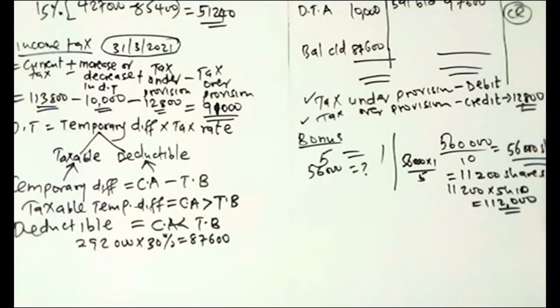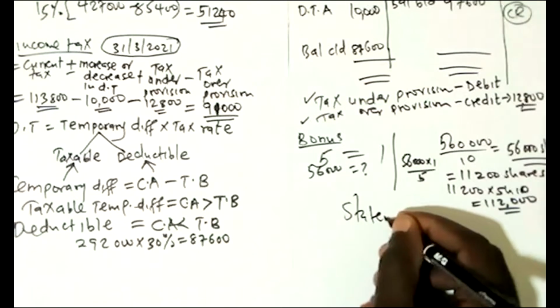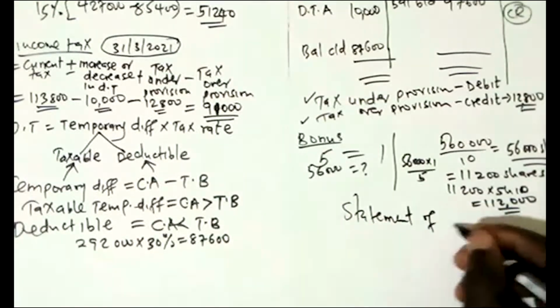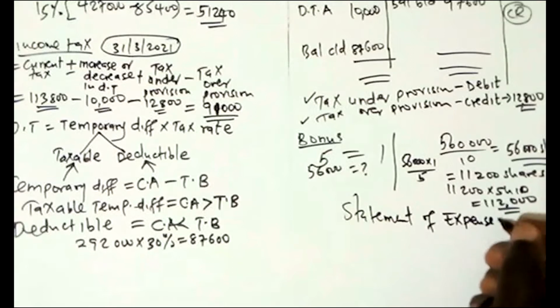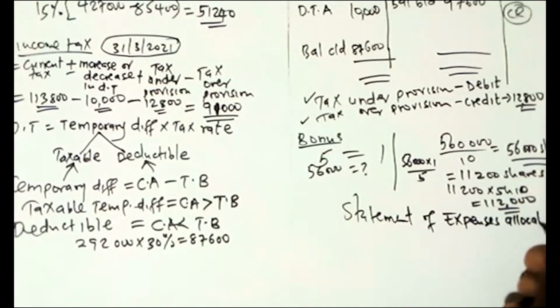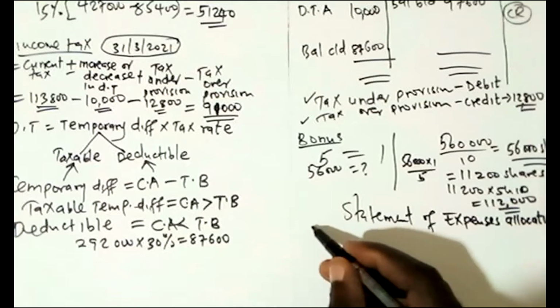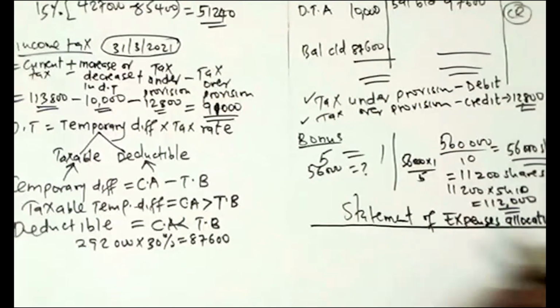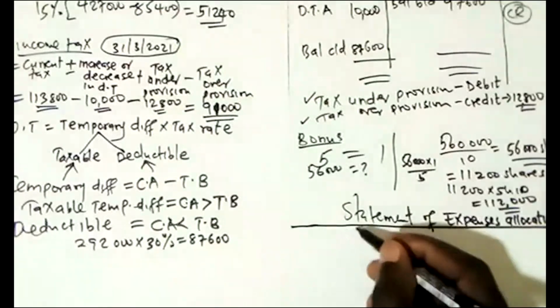So the expenses must be classified under those four functional heads: under cost of sales, under administrative expenses, under distribution cost, and finally under finance cost. So that is the major thing. Even after you have interpreted your additional information, you have to do that classification. That is why we come here and prepare a statement of expenses allocation.